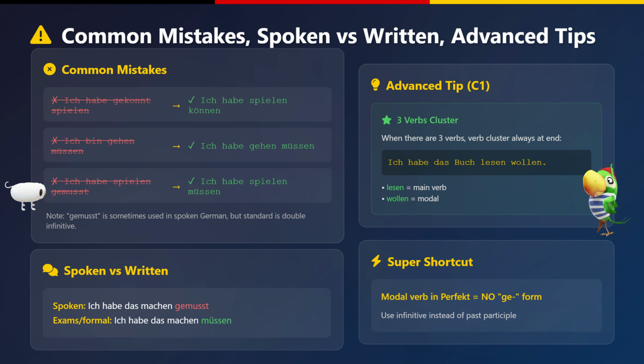Here is an advanced C1 level tip. With three verbs, the whole cluster stays at the end. For example, ich habe das Buch lesen wollen. Here is a super shortcut. In perfect with modals, never use the ge form, always use infinitives. These tips will help you sound natural yet correct.